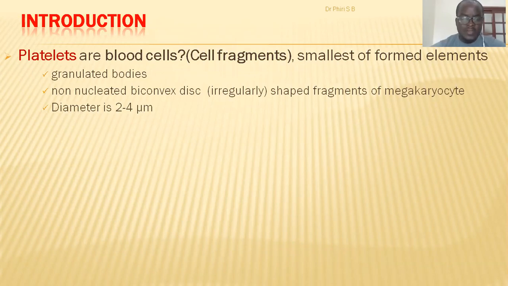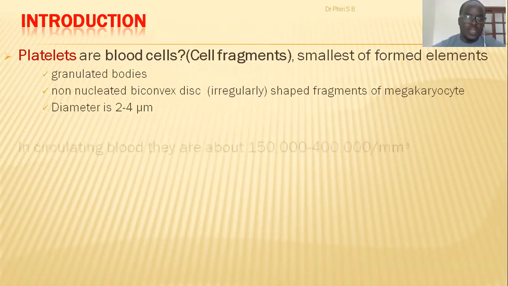They are granulated, non-nucleated biconvex discs, so they are biconvex in terms of shape. These platelets are non-nucleated, so you don't find a nucleus within the platelets, but they do have granules. In terms of diameter, I said they're the smallest, about 2 to 4 micrometers in diameter.